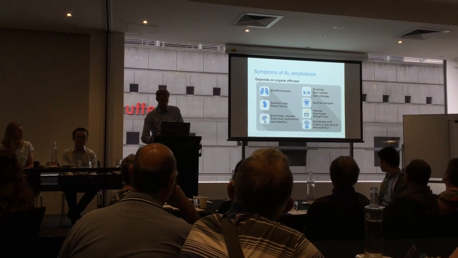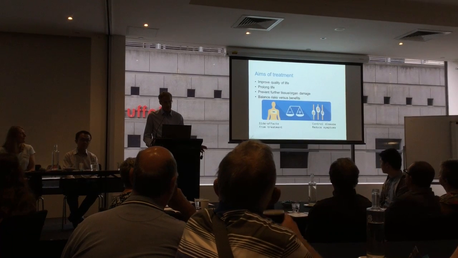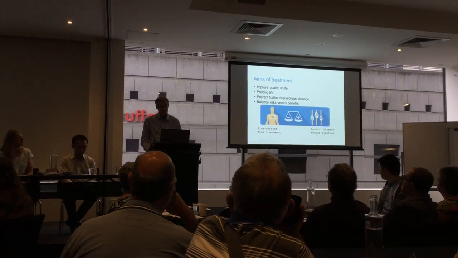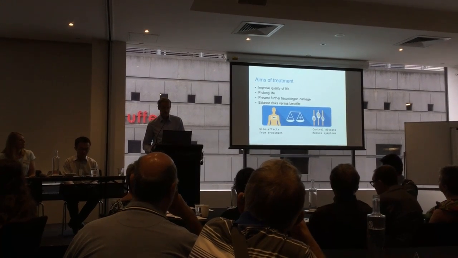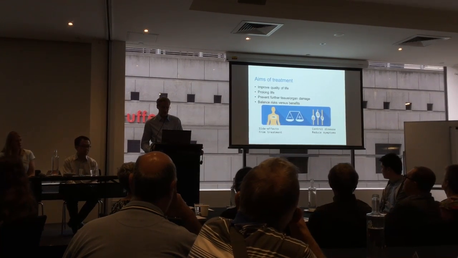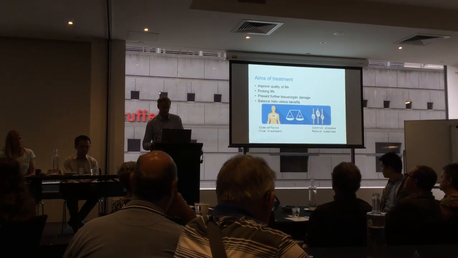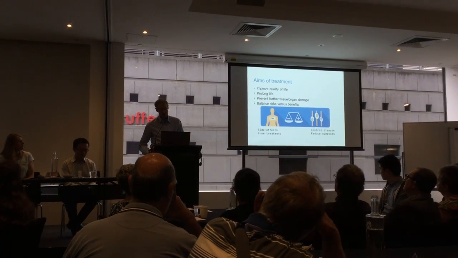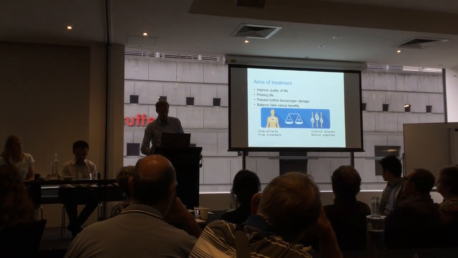And of course a variety of nerve symptoms. So the aims of treatment are to improve quality of life and to prolong life, and hopefully to prevent or at least slow down further damage to vital organs. But of course, as with everything in medicine, there's a balance between risks of treatment, and some treatments do confer quite significant risks, like stem cell transplantation, which is a form of high-dose chemotherapy. It has risks to the patient's life in the course of the treatment itself.